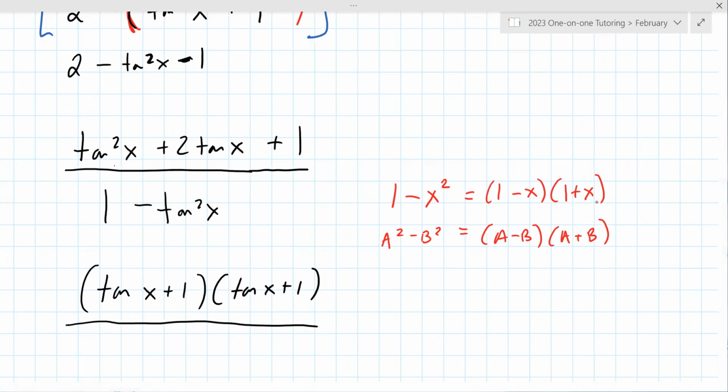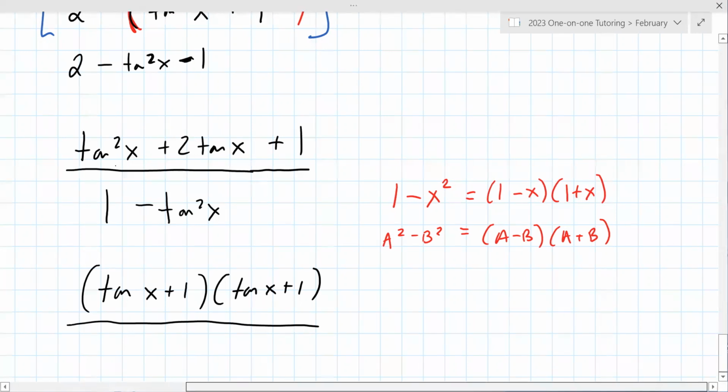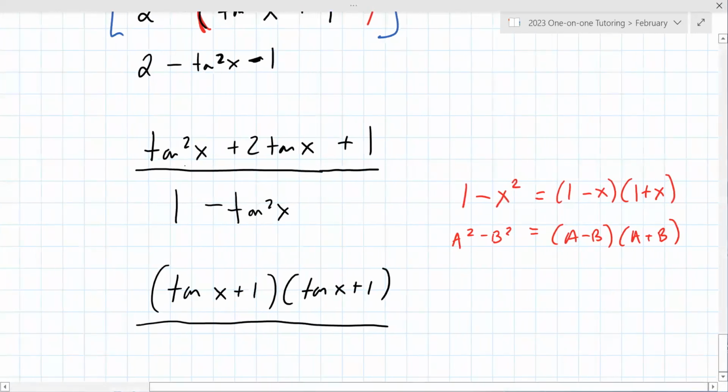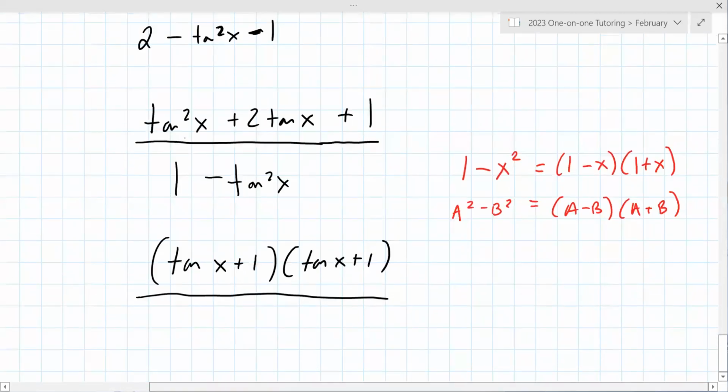In the case of this problem, it's tangent. Yes, so it's tangent, so the bottom becomes what? What goes on the bottom? 1 minus tangent x times 1 plus tangent x. Yes, 1 minus tangent x, 1 plus tangent x.